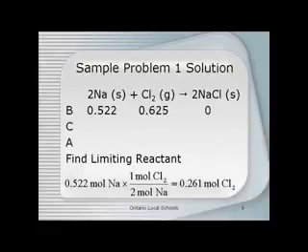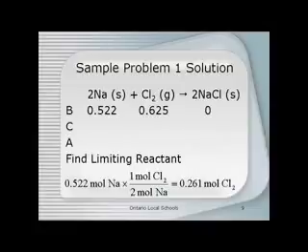Once we've found the initial number of moles of each of our reactants, we can fill out the before line in our BCA table. So we put our 0.522 moles of sodium there and our 0.625 moles of chlorine. Notice I don't have to write the unit moles in the BCA table because nothing goes there except moles. Our change line and our after line we're going to leave empty until we find what our limiting reactant is.